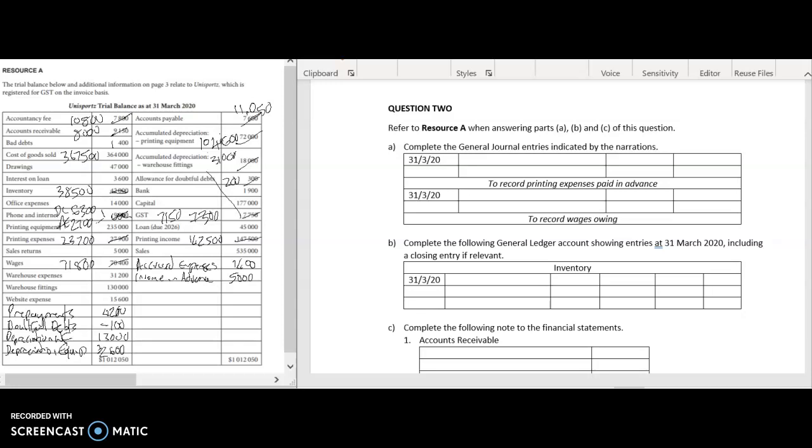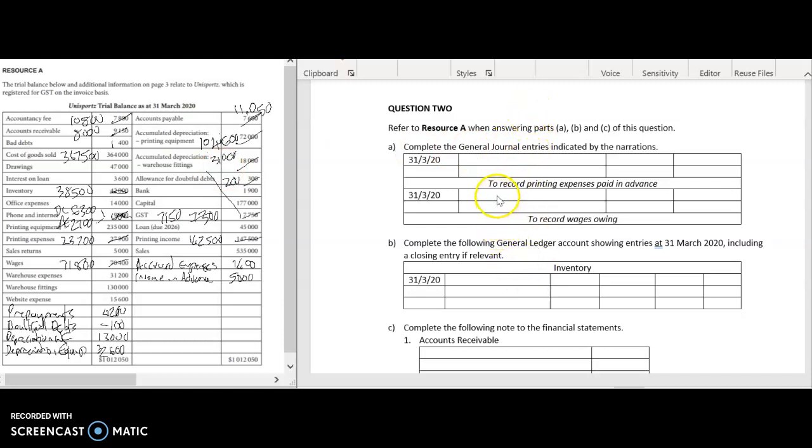Welcome to the third video of the 2020 Financial Information Exam for Level 2 Accounting. In this video we're going to take through just the questions in Level 2 using the resource we did in Resource A and putting the answers into Question 2.